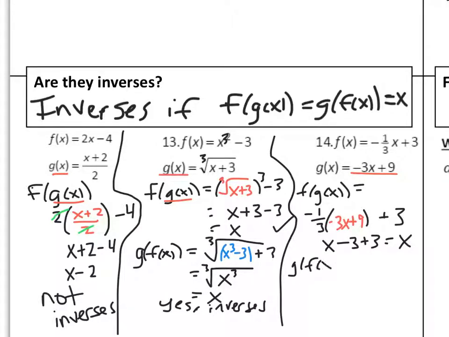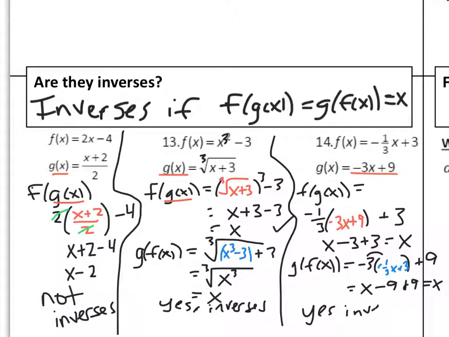G of f of x, negative 3 times something plus 9. And the something I'm plugging in, I totally did not leave enough room. Look at how tiny I'm writing. Impressive. Okay. I'm proud of myself, y'all. Alright, so we get 1x minus 9 plus 9, which does give me x. So yes, these are inverses.